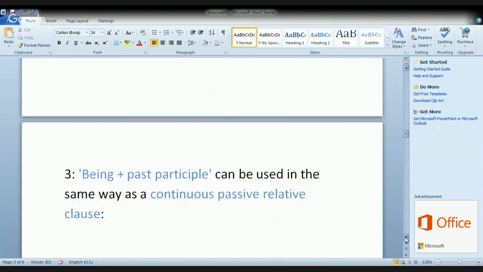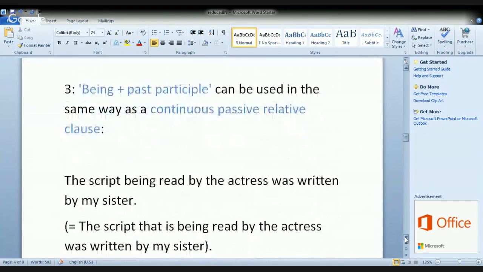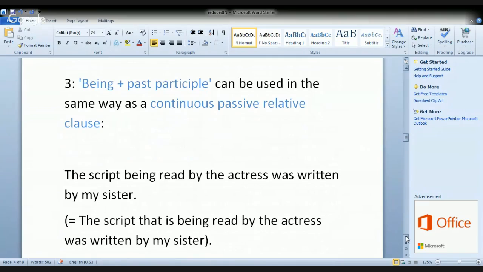We'll continue on here. Now, this is the last of the three parts. There is some practice, so I might have to go ahead and do that myself, but that's just fine too. So this is the last part, like I said, and this is the part where we're using "being," the verb be plus -ing, plus the past participle. This can be used in the same way as a continuous passive relative clause. Let that sink in for just a moment here. Lots of grammar today.